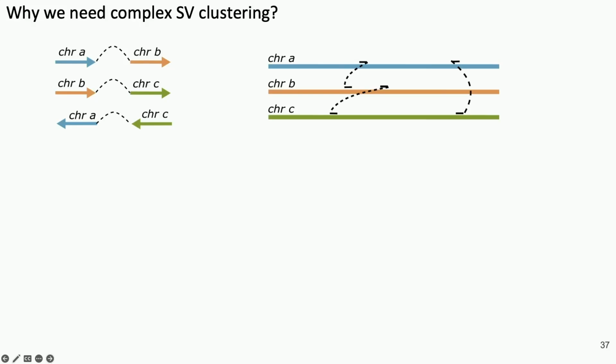Initially, we thought this could be a translocation, but now we can say it can be a template insertion cycle, starting from chromosome A, going to chromosome B, jumping to chromosome C, and then coming back to chromosome A, and then continuing again, leading to a single rearranged chromosome.